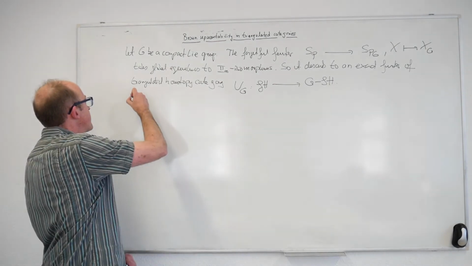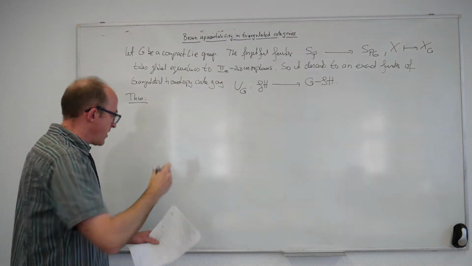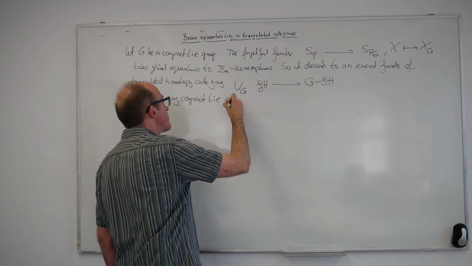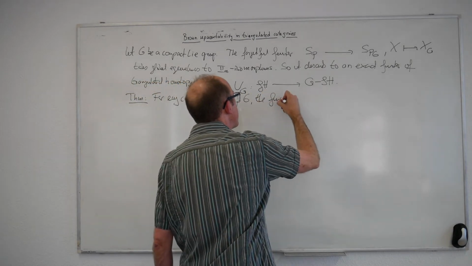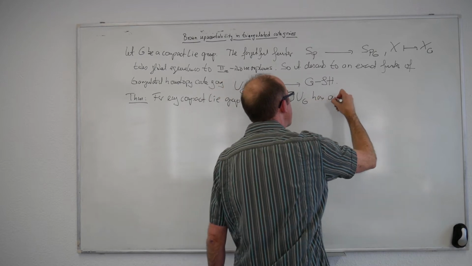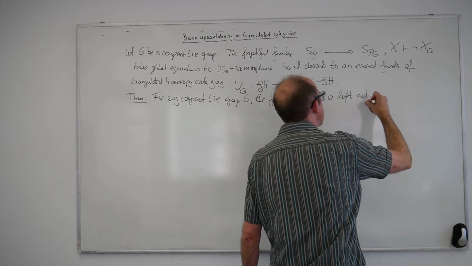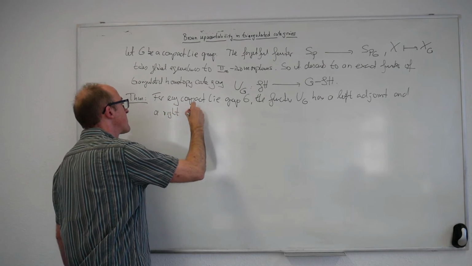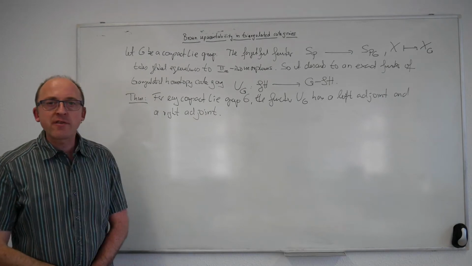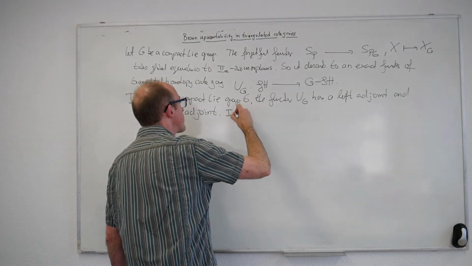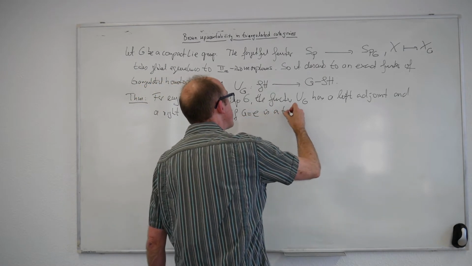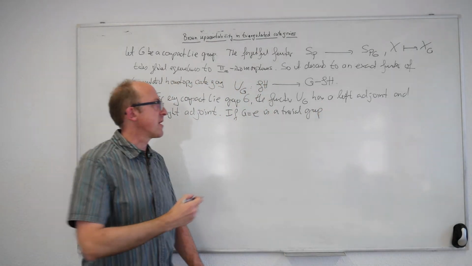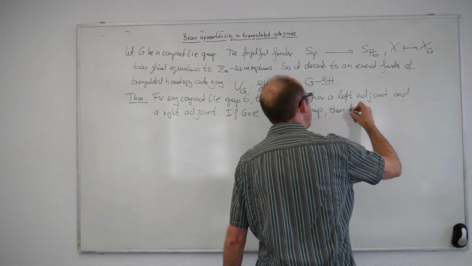And now comes the theorem that's essentially an application of Brown representability. So for every compact Lie group G, the functor U_G has a left adjoint and a right adjoint. Moreover, for the trivial group, we have some special property. If G equals e is a trivial group, in other words, when we forget from the global stable homotopy category to the non-equivariant stable homotopy category, then both adjoints are fully faithful.